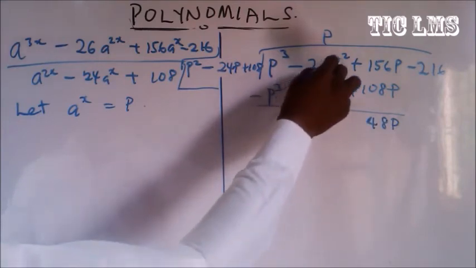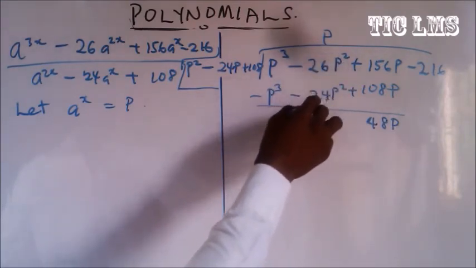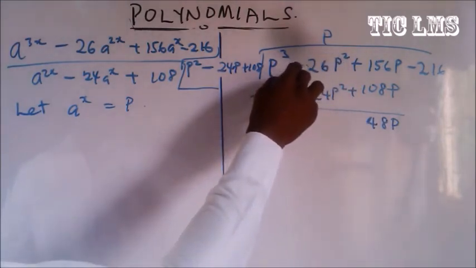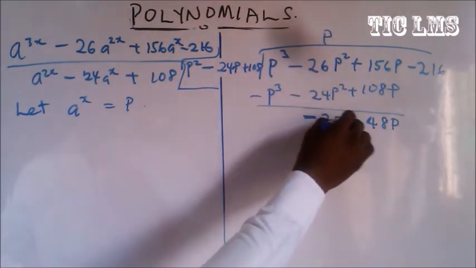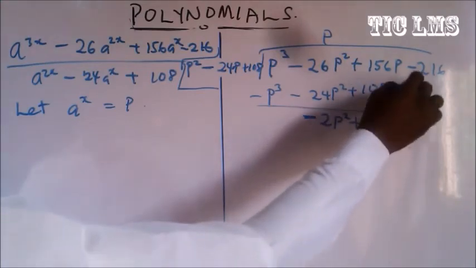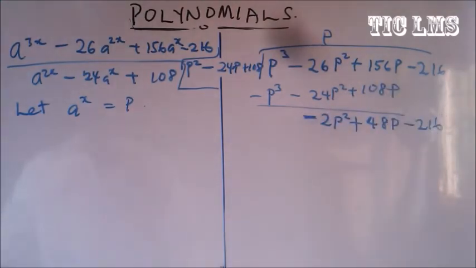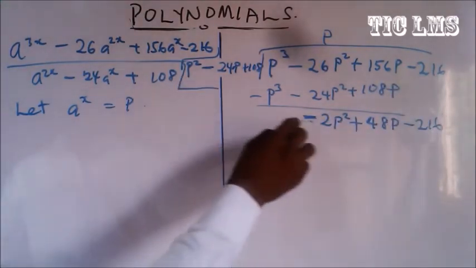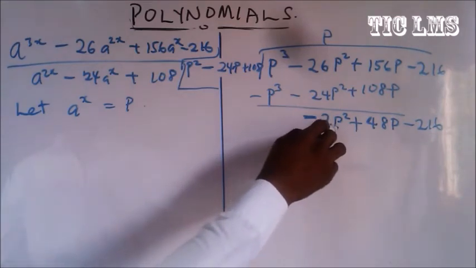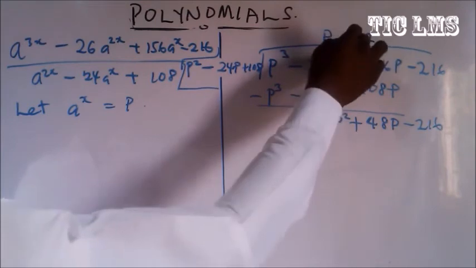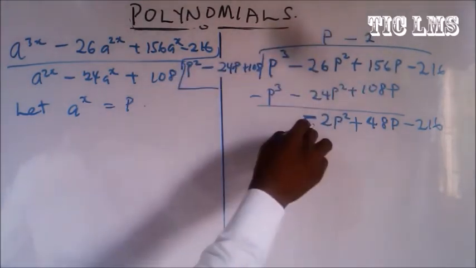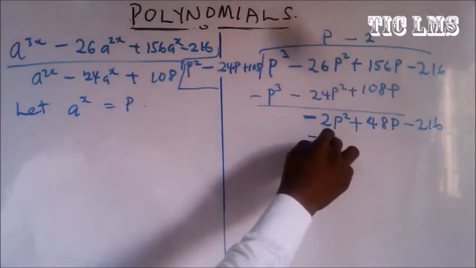And then minus 26p squared minus minus 24p squared. That is minus 26 plus 24, minus 2p squared. Then we bring down this minus 216. Now p squared into minus 2 gives minus 2. And then minus 2 times p squared gives minus 2p squared.